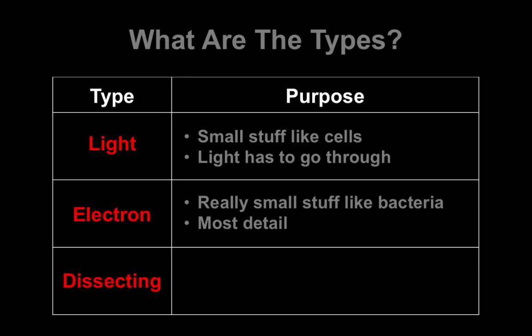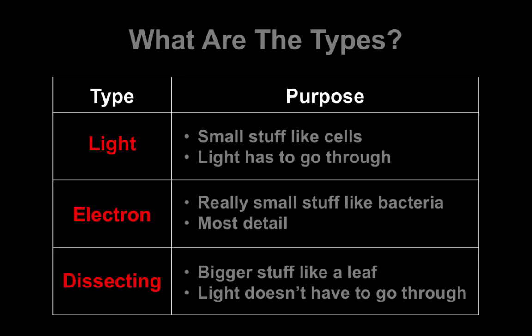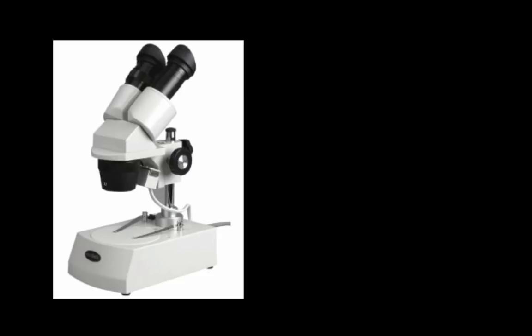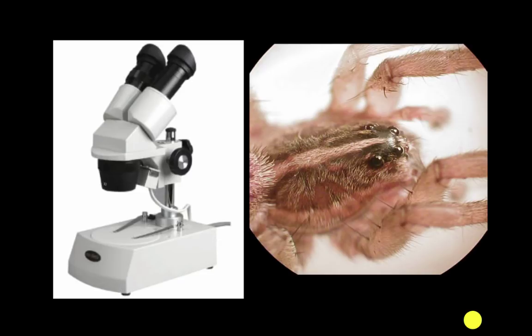Last, we're going to have what's called a dissecting scope. And this is to look at bigger stuff, like if you're trying to look at the parts of a leaf, or bugs, or things like that. And one of the good things about these is that light doesn't have to go through the object that you're looking at. So here's a dissecting scope. We're going to use these a couple times in the class later on as well. And here's an example of an image that you can see through a dissecting scope. So notice light can't pass through the spider, but you can see all the details.